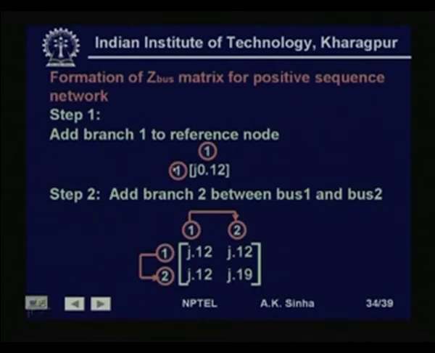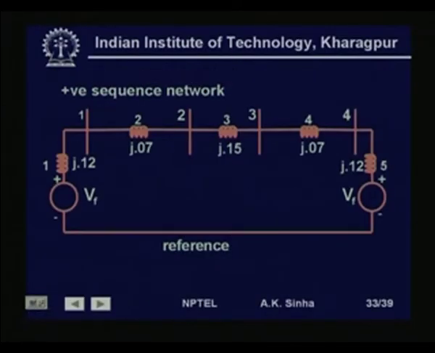Initially, we always start building the Z bus matrix with one element which is connecting one bus to the reference bus. So, always start with an element which is connected to the reference. If we see element 1, this voltage source will be shorted, so element 1 is connected to the reference. We can also start from this side, this element connected to the reference. So, either of the two we can start with. We have started with this.